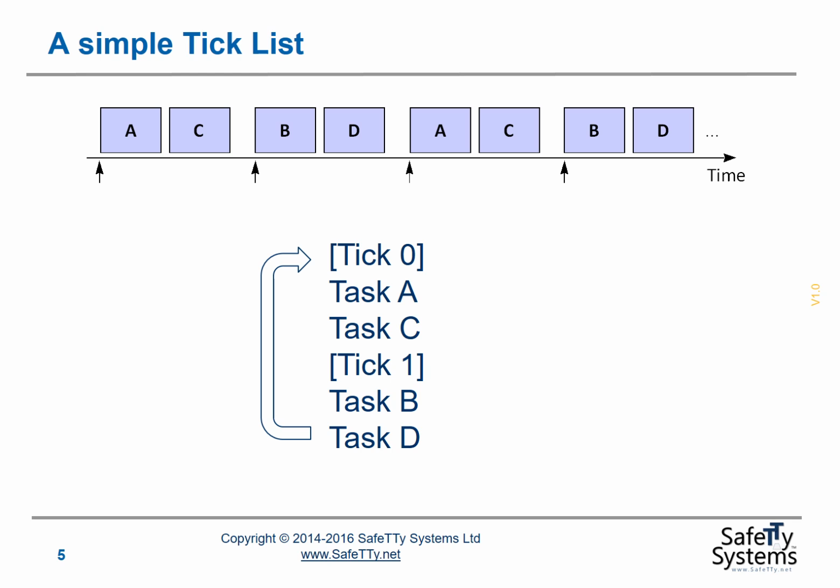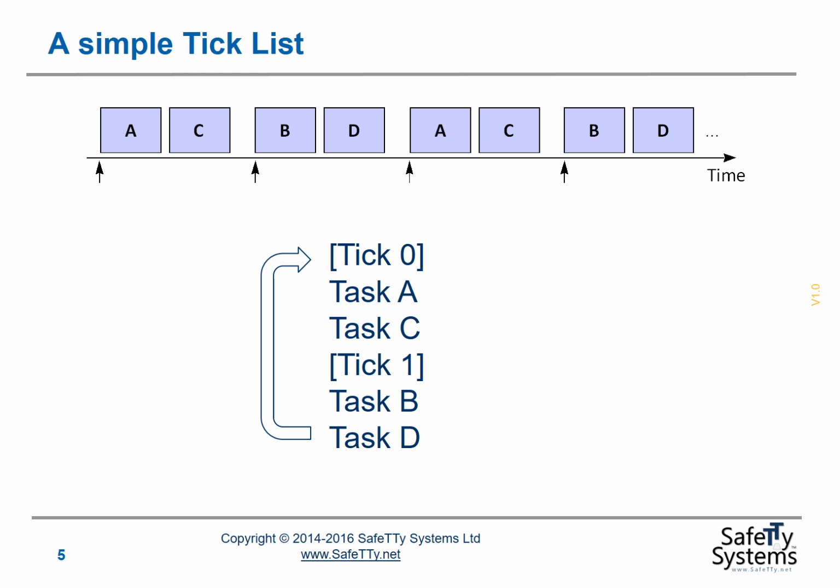So this is our simple starting point. We're going to be creating a tick list. Our tick list might look something like that shown at the top of this slide, where we have a tick, we run task A followed by task C, we have a tick, we run task B followed by task D. We then go back to the beginning of the tick list representation, and we repeat the task sequence.